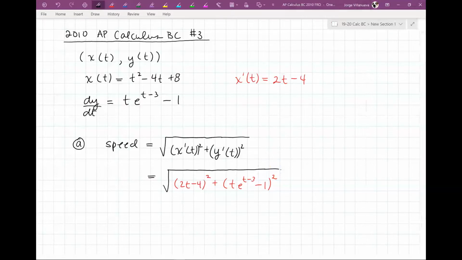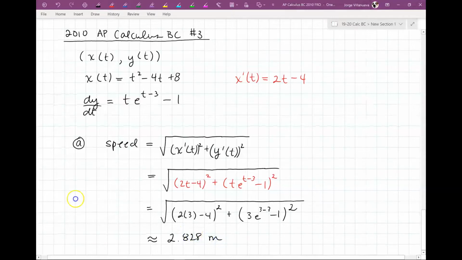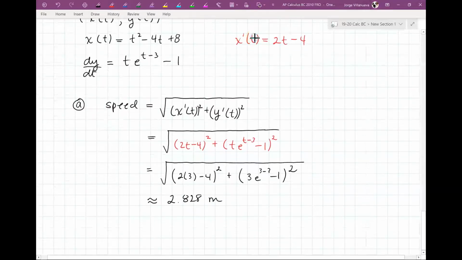Now, they want us to find the speed of the particle when t equals 3. So what I'm going to do is just plug a 3 into all of this, and then you're going to use your calculator to do all the work. So 2 times 3 minus 4 squared plus 3 times e to the 3 minus 3 minus 1 squared. Once you plug that into your calculator, you're going to end up getting about 2.828 meters. So when they ask you what the speed of this thing is, this is how you do it using that formula.